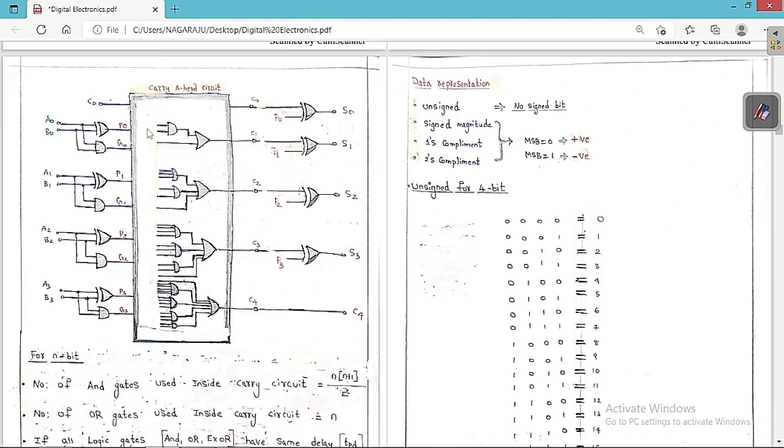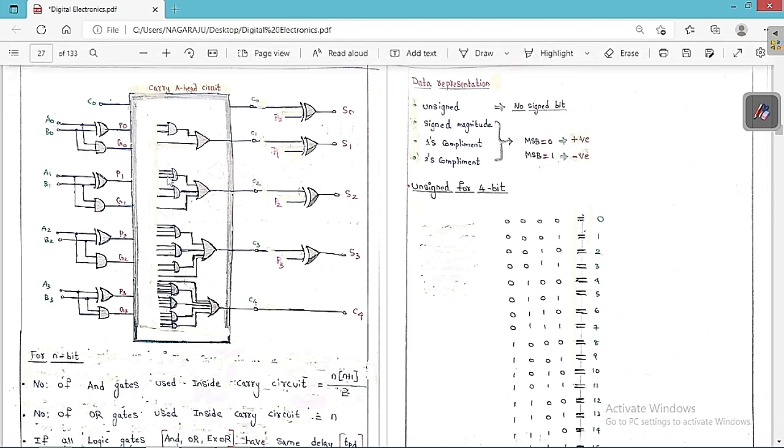So now we are going to build a circuit. You can see clearly, the carry look-ahead adder circuit. The same thing that I told you, we are going to apply here. We are going to implement the 4-bit carry look-ahead adder circuit. You can see clearly these are A0, B0, A1, B1, A2, B2 and A3, B3.